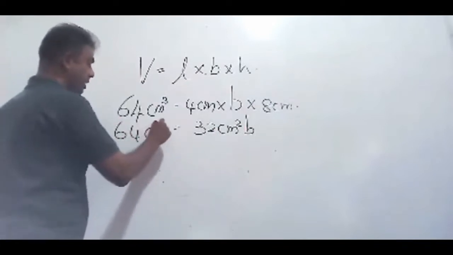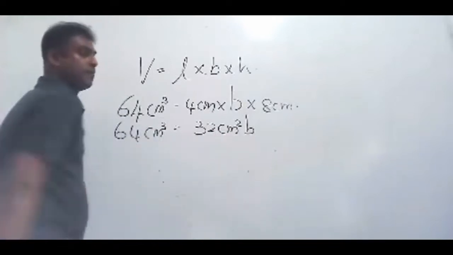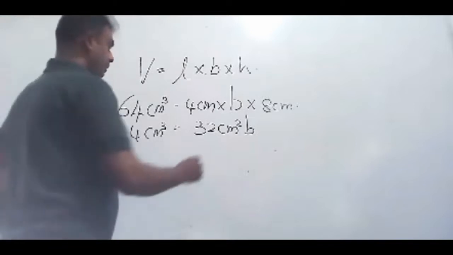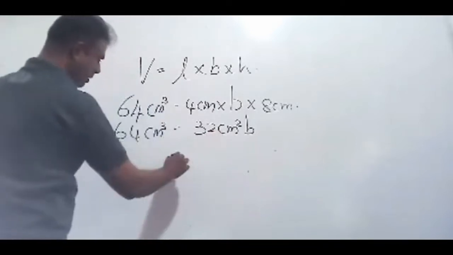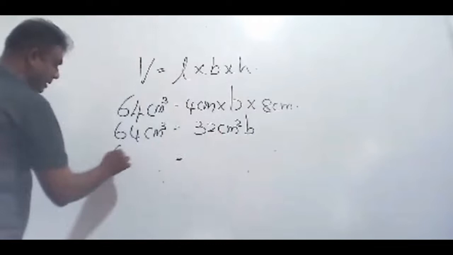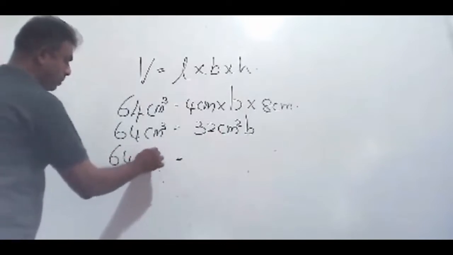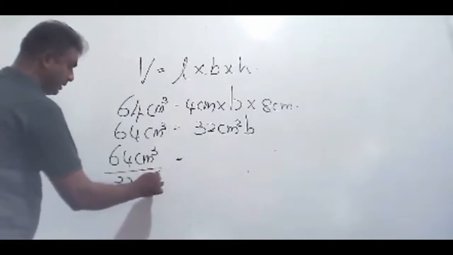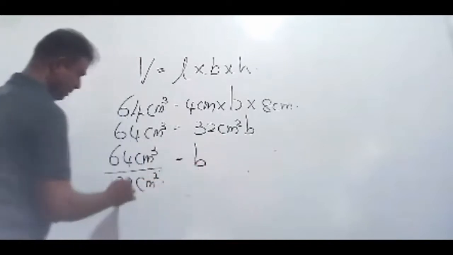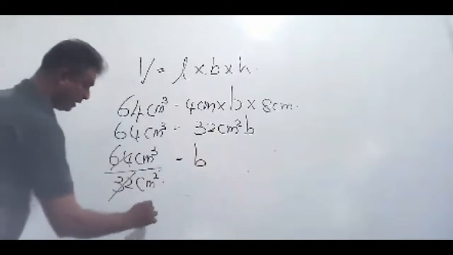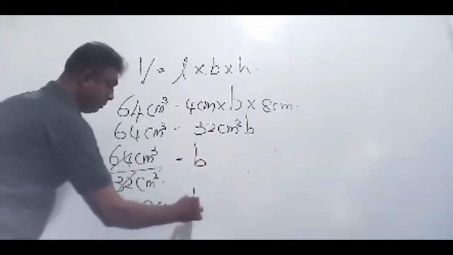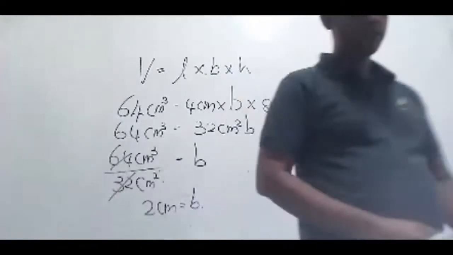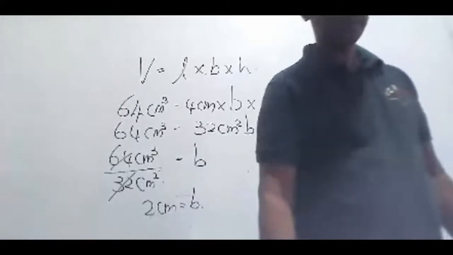Now it's the same, right? 64 cubic centimeters equals 32B. Both sides should be divided by 32. Otherwise, we bring it to this side: 64 cubic centimeters divided by 32 square centimeters equals B. Right? 2 centimeters. B equals 2 centimeters. That is the answer.